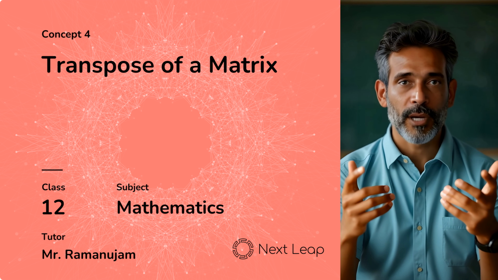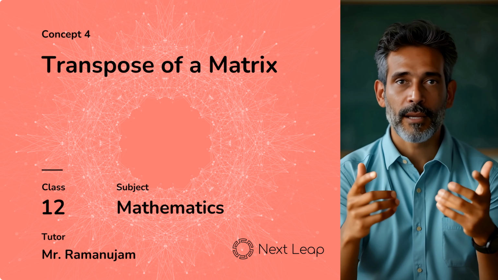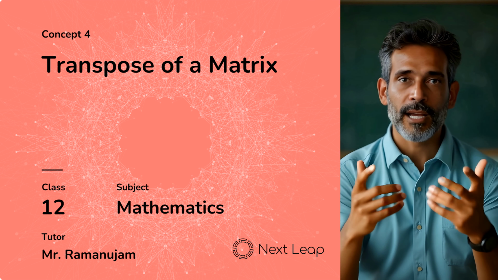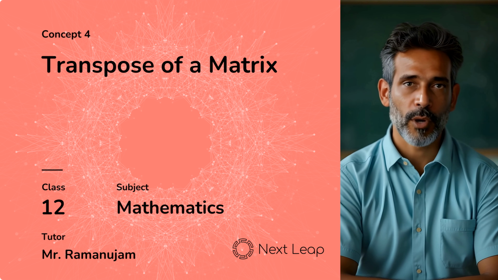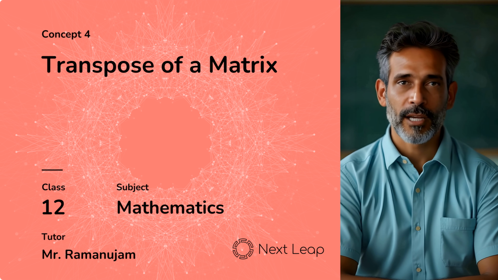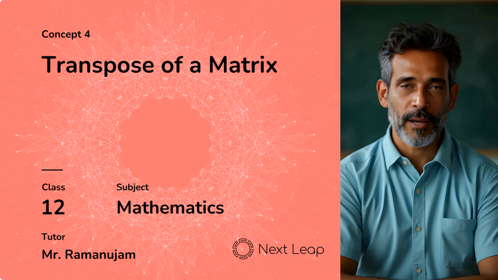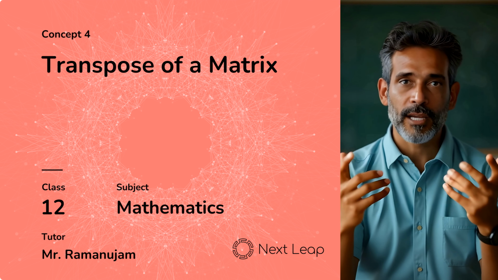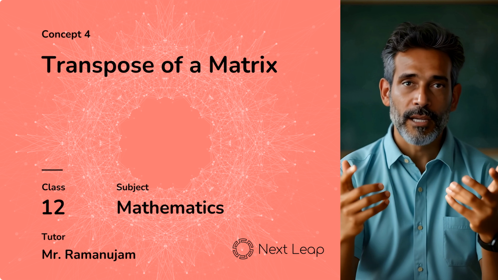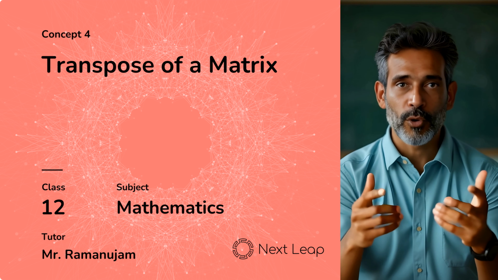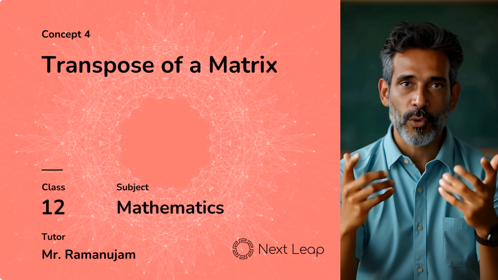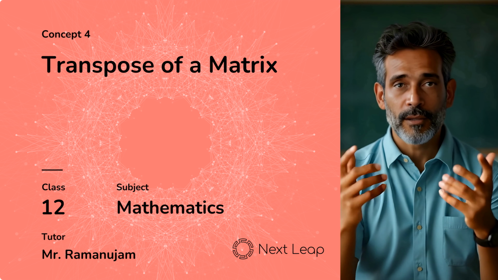Let's say we have a matrix A with order m by n, that means m rows and n columns. We denote A as A equals open square bracket a sub ij close square bracket of order m by n. Then the transpose of A, denoted A prime or A superscript T, is written as A transpose equals open square bracket a sub ji close square bracket of order n by m.